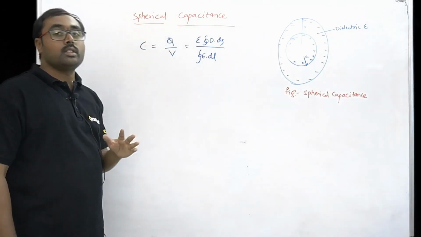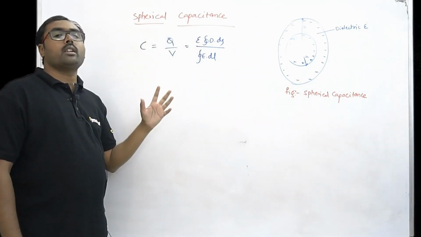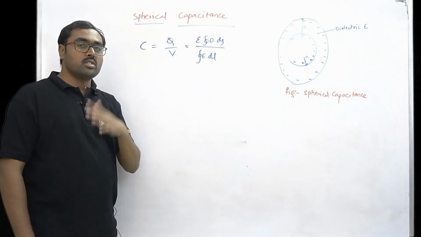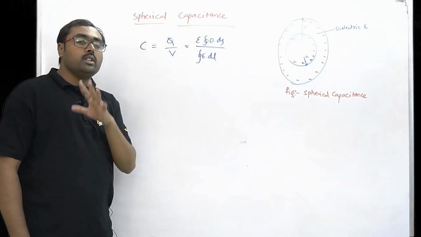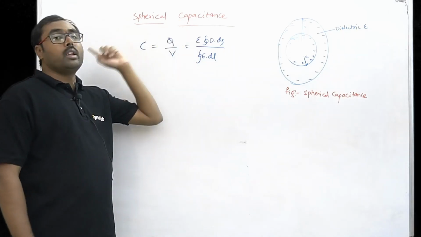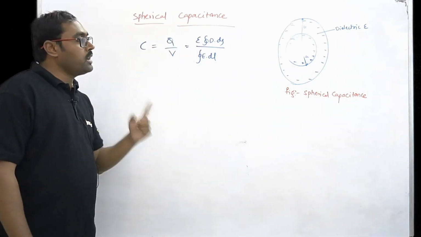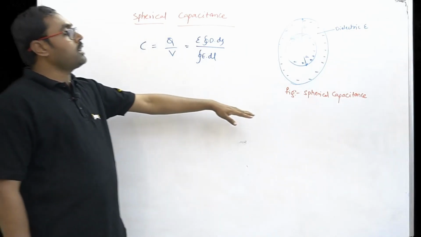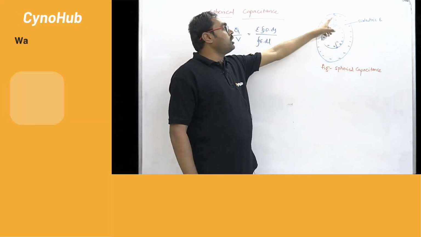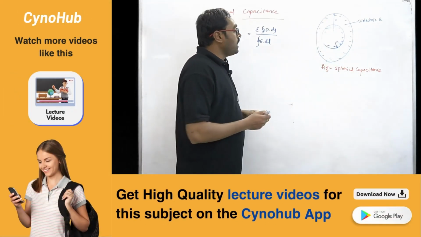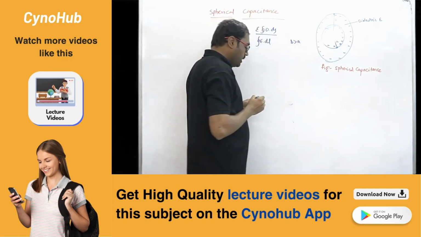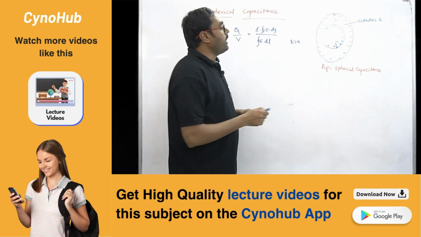Why we explain this spherical capacitance: in the JNTUH question paper, previously we can see that the very important and frequently asked question in the capacitance topic is the spherical capacitance only. In this spherical capacitance, we take an inner sphere with radius A and an outer sphere with radius B, and the condition is B is greater than A.